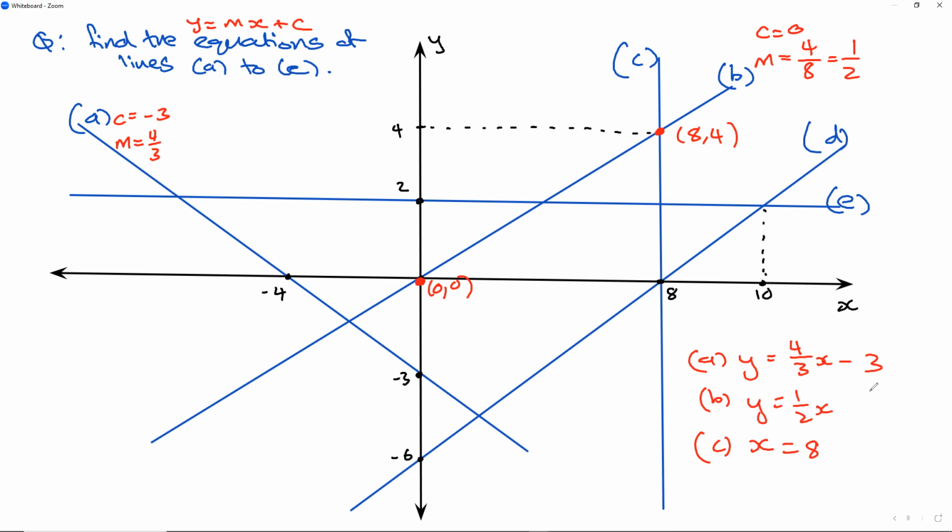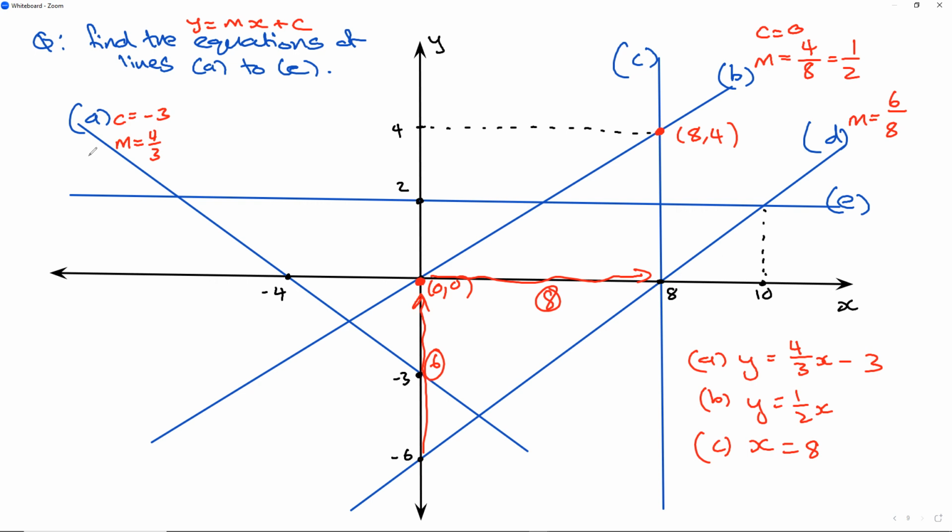All vertical lines have x equals something. All horizontal lines have y equals something. We'll see that in E now. Let's look at D first. Looking at line D, I can see 6 units as my change in y, 8 units as my change in x. So my gradient is going to be change in y over change in x, which is 6 over 8.